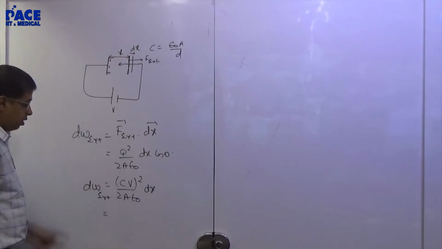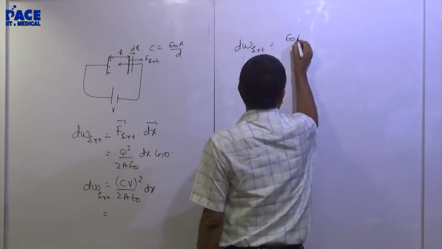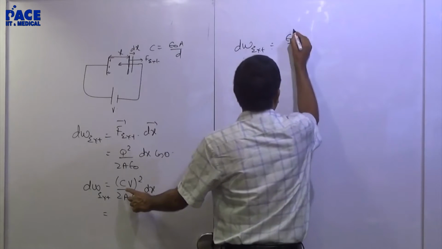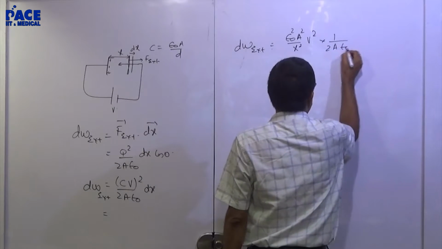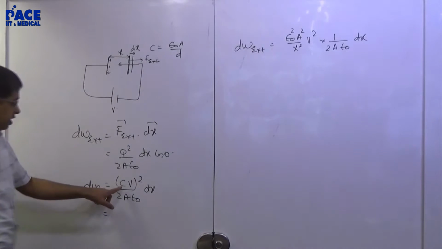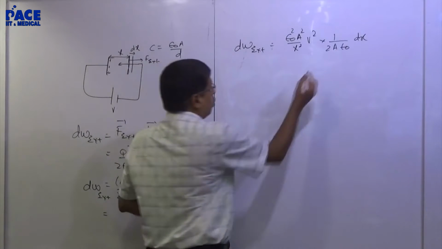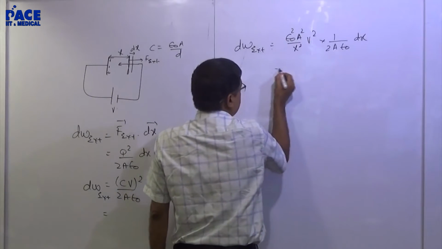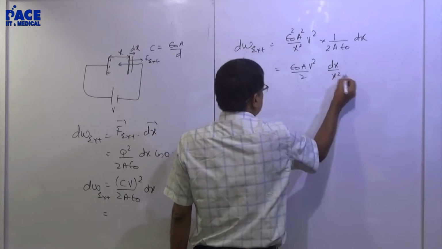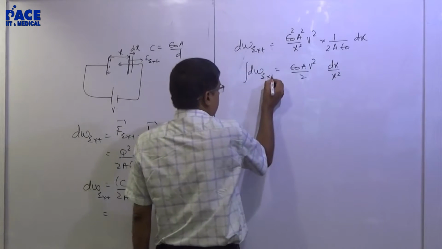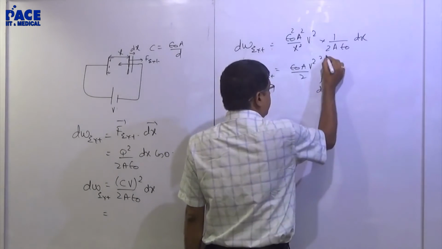What is the value of C? Work done by the external source: epsilon naught A by x, whole square, V square into 1 by 2 A epsilon naught dx. All that I have done is substituted the value of C. Right? Now square and this will go. I am left with epsilon naught A V square by 2, integral dx by x square, integral dW. This is the work done by the external source in increasing x from d to 2d.